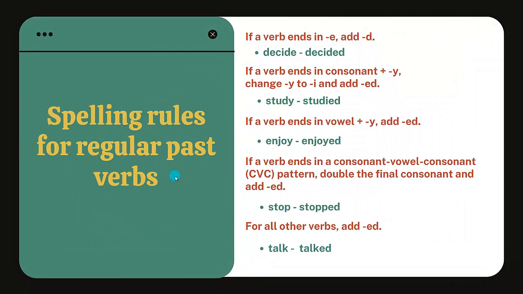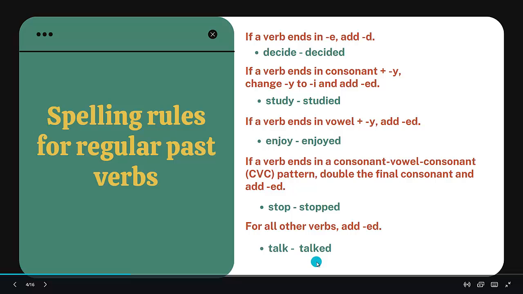These are some spelling rules for regular past verbs. If a verb ends in E, we add a D. Decide, change to decided. If a verb ends in consonant plus Y, change Y to I and add ed. Study, change to studied. If a verb ends in vowel plus a Y, we add ed. Enjoy, change to enjoyed. If a verb ends in a consonant, vowel, consonant, CVC pattern, double the final consonant and add ed. Stop, change to stopped. For all other verbs, add ed. Talk, change to talked.